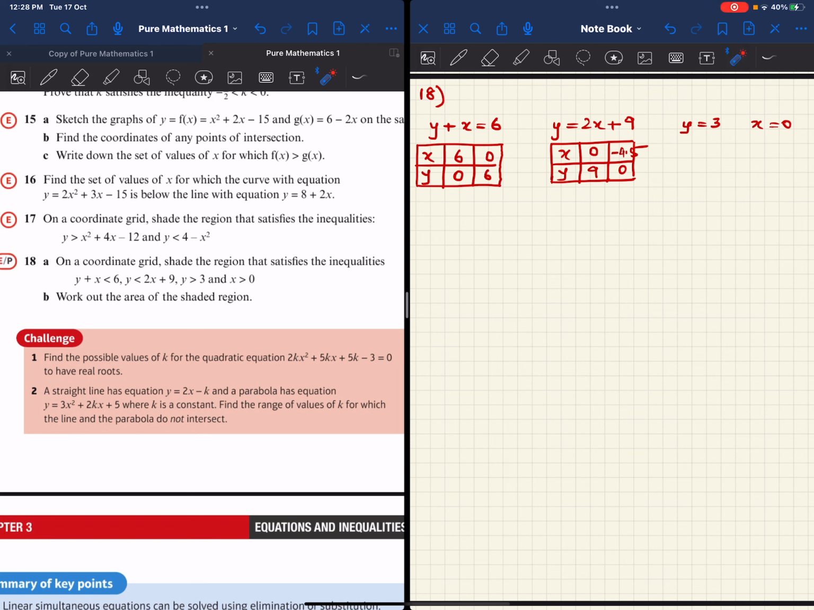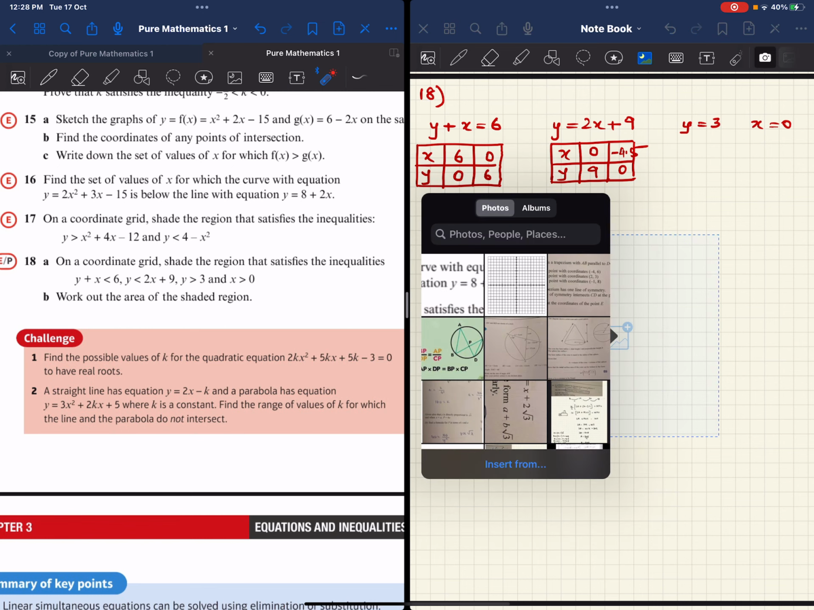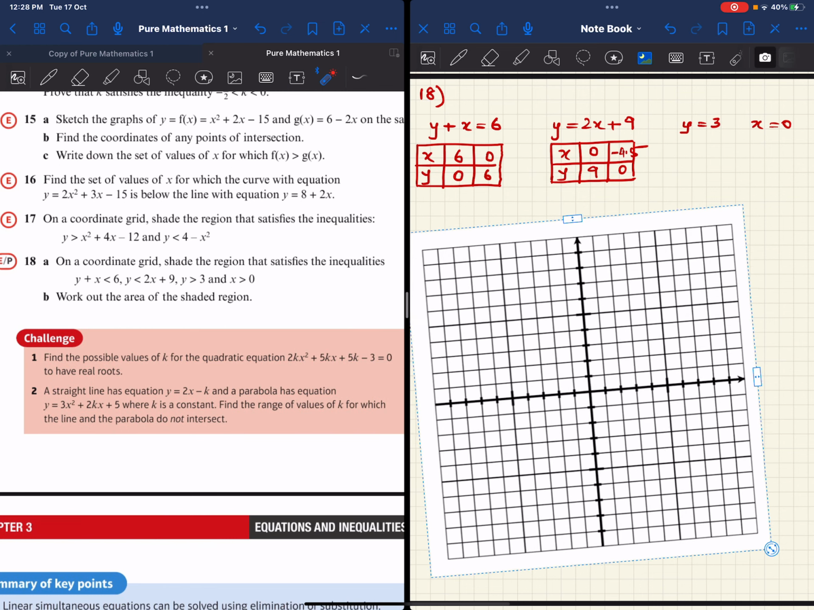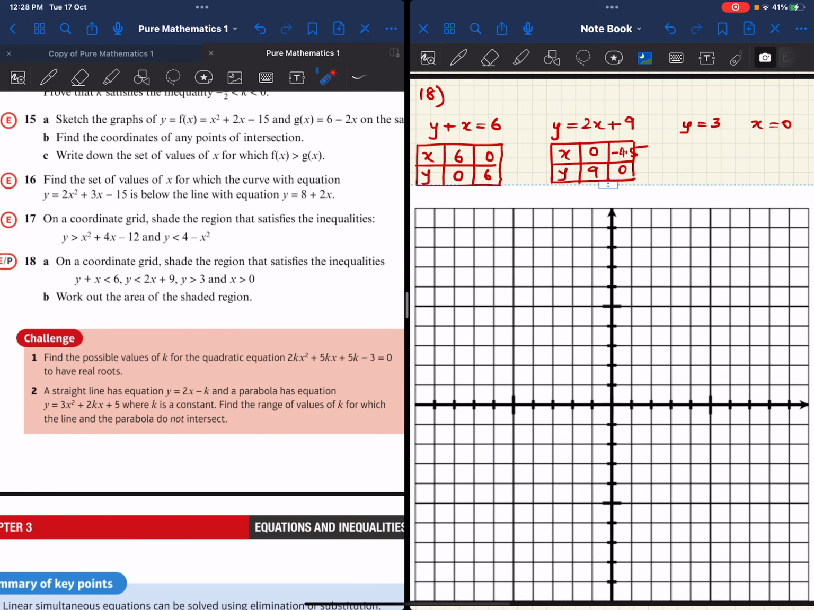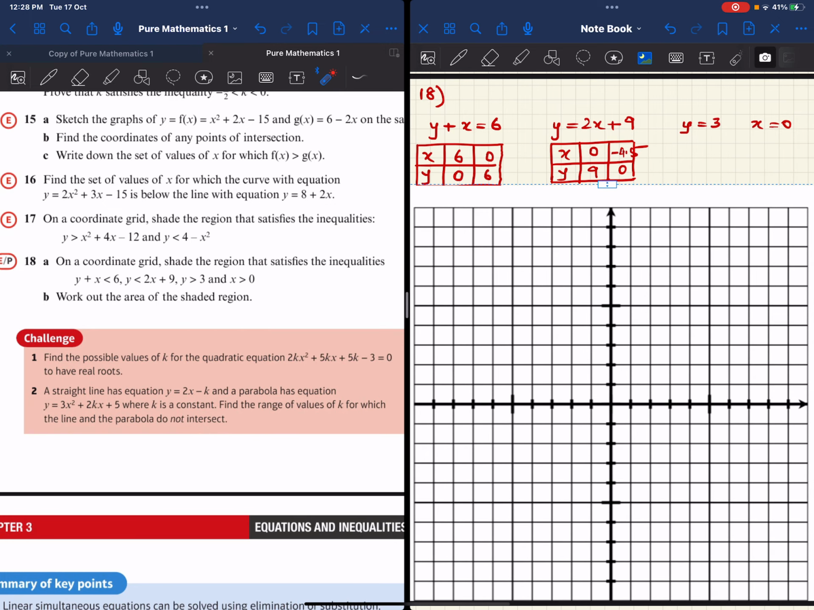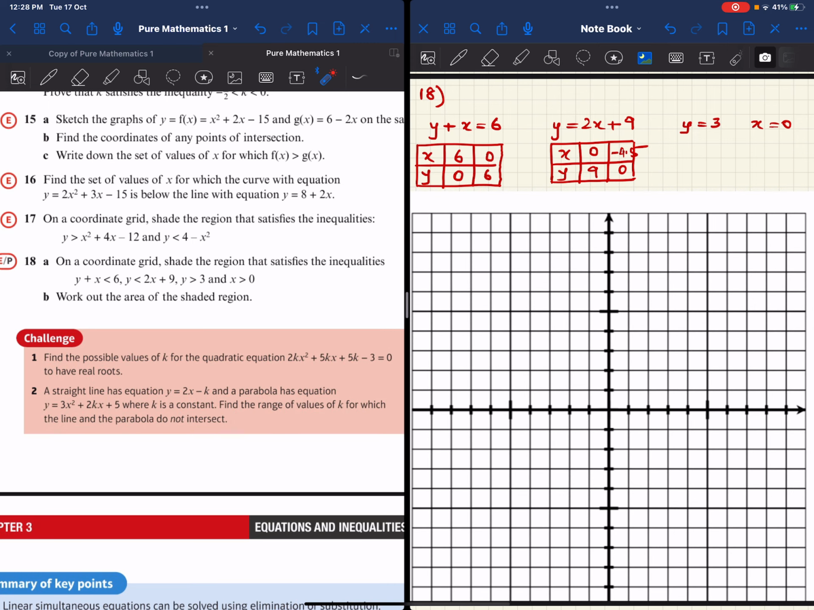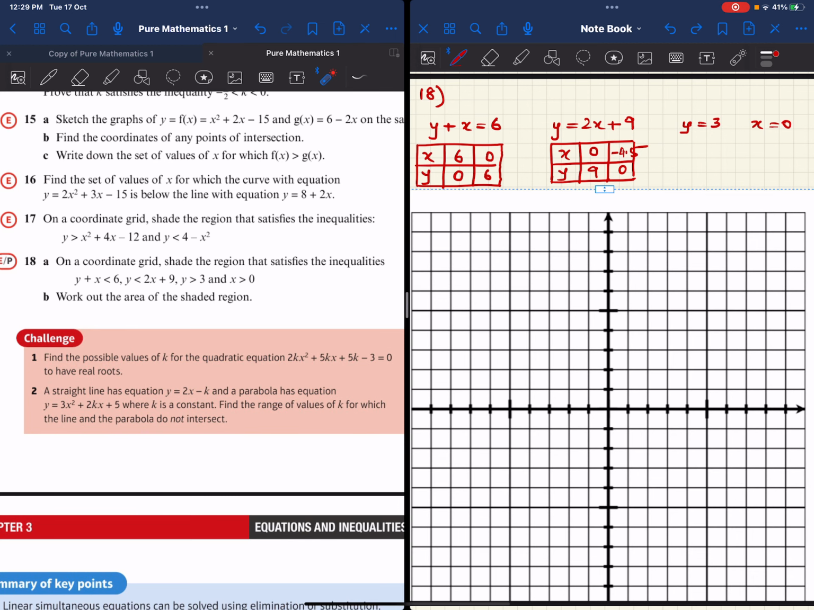Let's bring a graph paper. So here is our graph paper. Okay, so for our first graph, for the first inequality, we need to first draw the line, which is y plus x is equal to 6. So let's first plot the coordinates. The first coordinate is 0, 6. So 0, 6 is 1, 2, 3, 4, 5, 6. This is 0, 6.